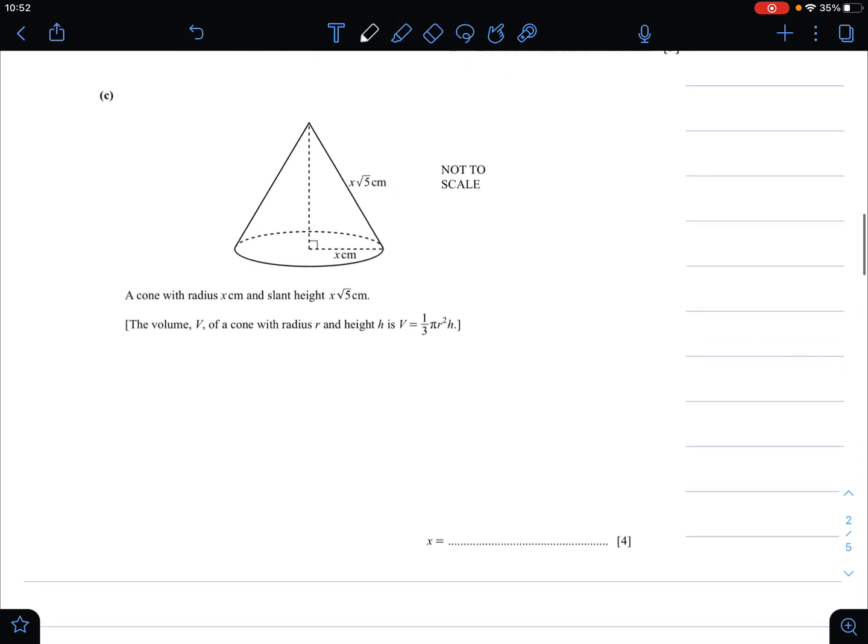So for part C, they are telling us that a cone with a radius x centimeters and a slant height of x root 5, and they've given us the volume, so we have to find the value of x. Now in the volume formula of a cone, we use the height of the cone, not the slant height. So let's find the height. It's a right angle triangle, so we can use the Pythagoras theorem. So x root 5 the whole square minus x square, and the root of this whole thing will be equal to the height.